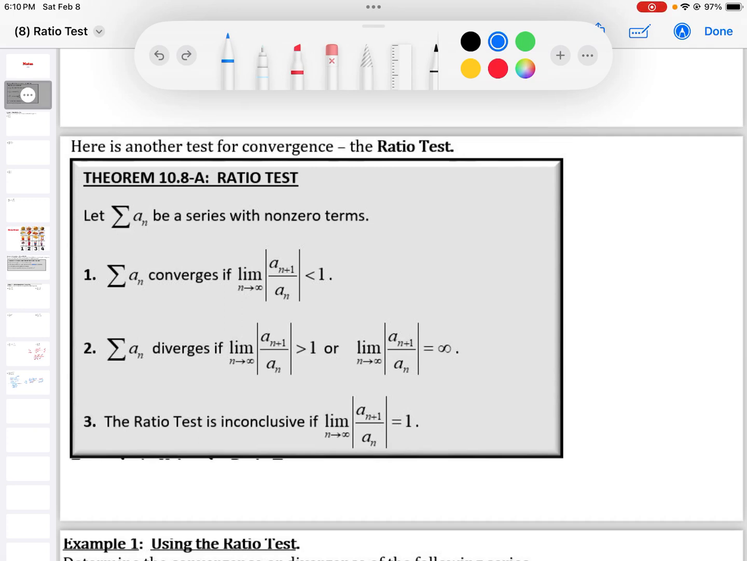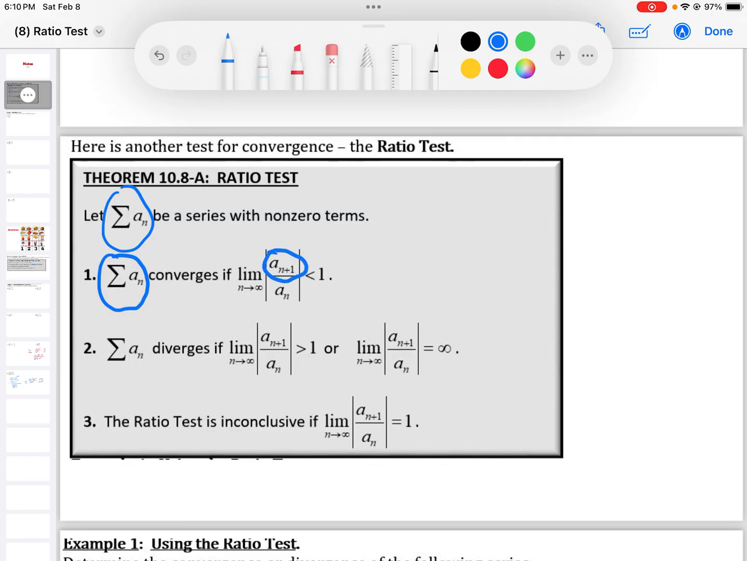Alright guys, in this one we're going to talk about the ratio test, and it's going to be the last test for convergence that we're going to talk about. It's pretty straightforward. It says let the series have non-zero terms, so there's nothing going to be zero, they're all numbers. So it says the series converges if the limit of the a sub n plus 1 term over the a sub n term is less than 1.